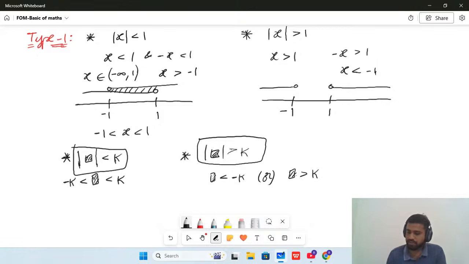So understood, clear concept here. Modulus of any expression less than k means that expression should lie between minus k and k, and modulus of any expression greater than k means the expression is less than minus k, or expression is greater than k. Like this you have to solve the inequalities of type 1. With a small example we will see this type 1.